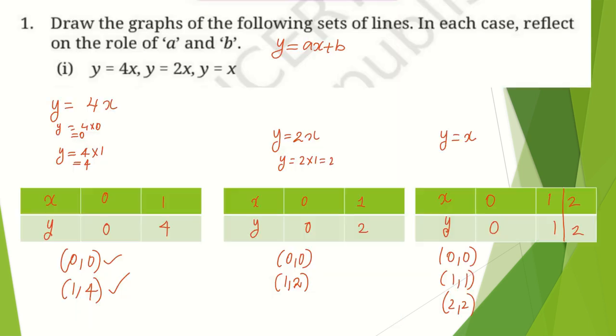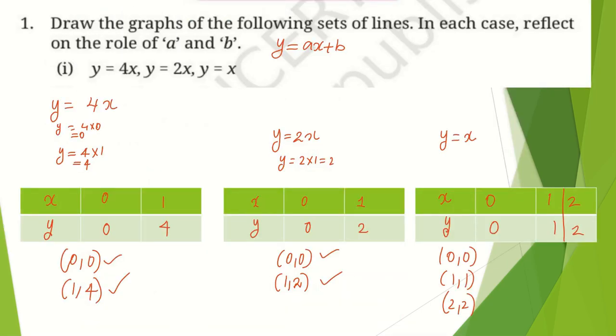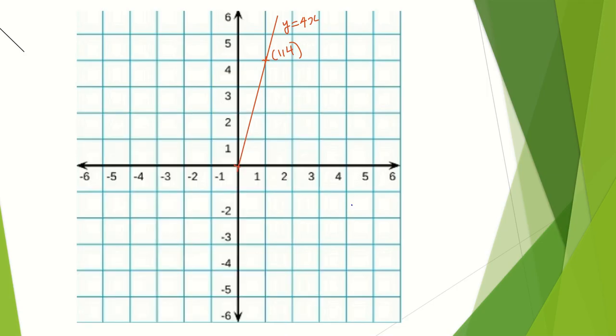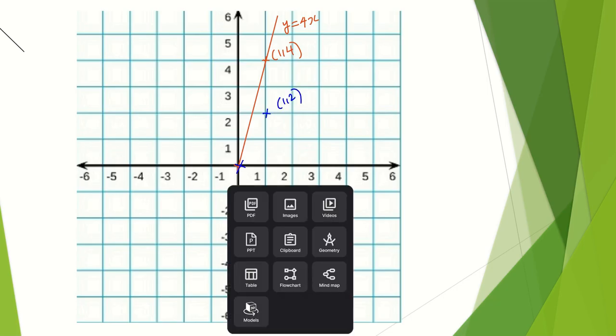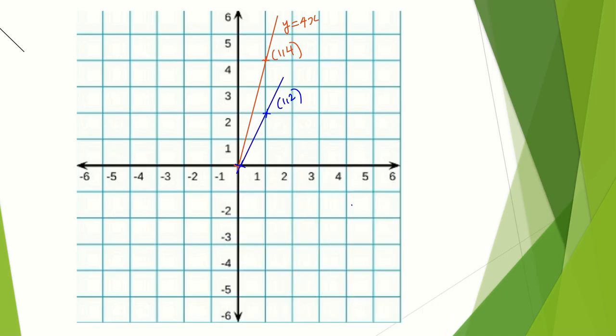Okay, now we will take the next one. It is y is equal to 2x. It is (0, 0) and (1, 2). Let me take another color so that it will be easy for you to understand. One point is (0, 0), next point is (1, 2). This is your (1, 2). Now let me draw these 2 lines. So you will get a line like this. This is your y is equal to 2x.